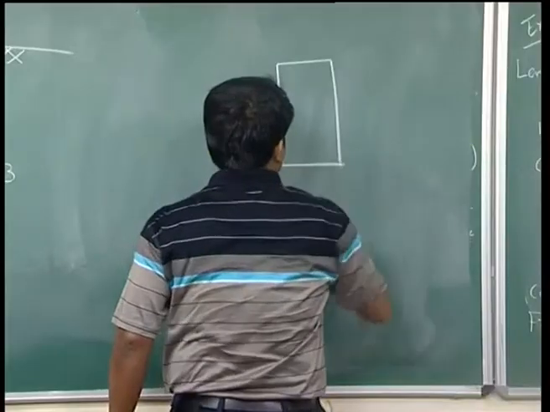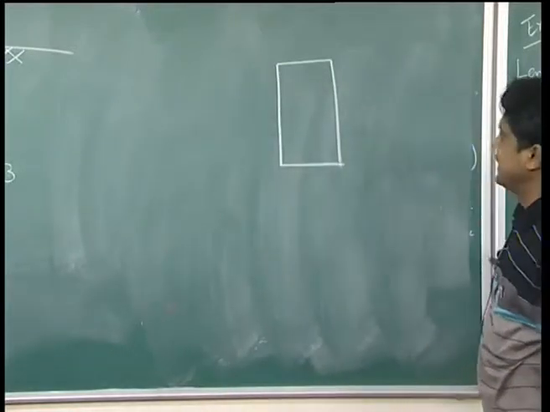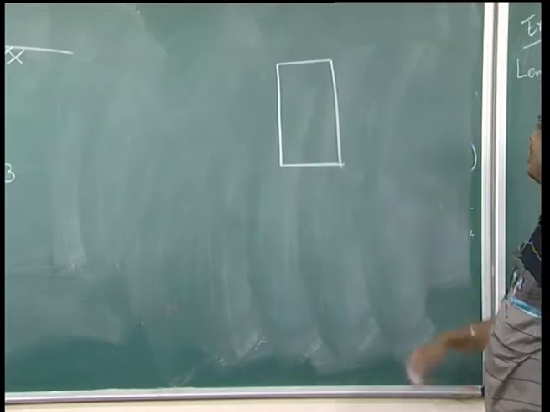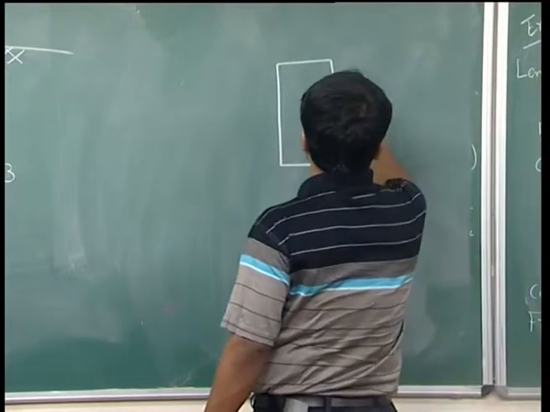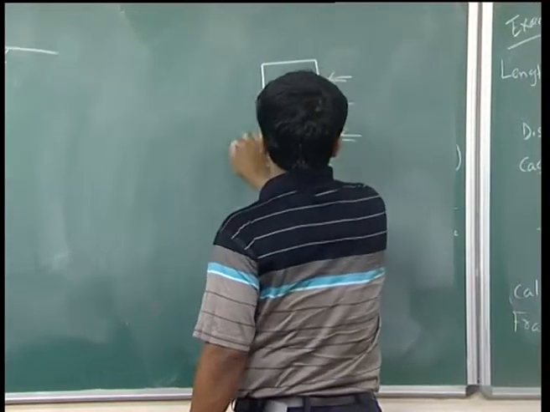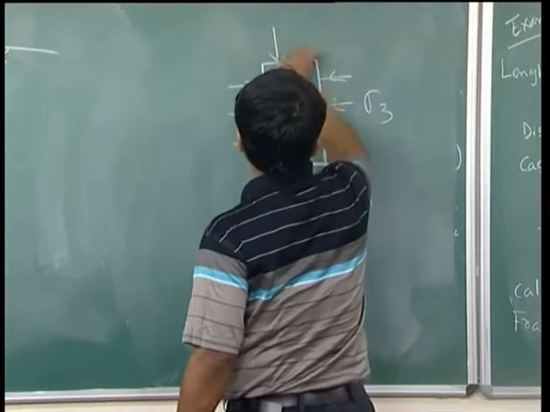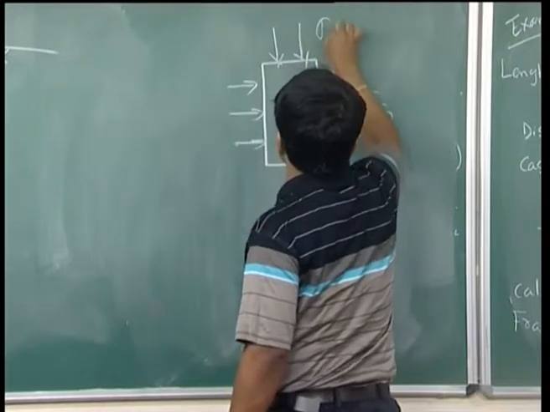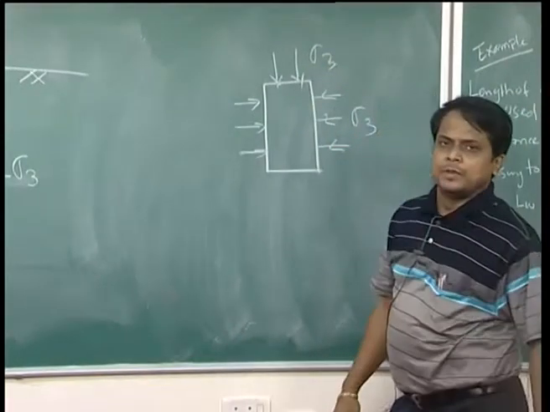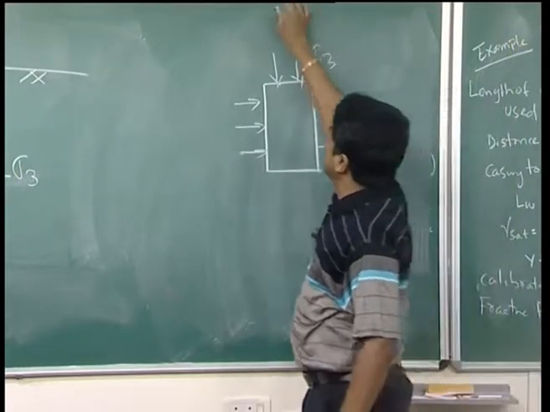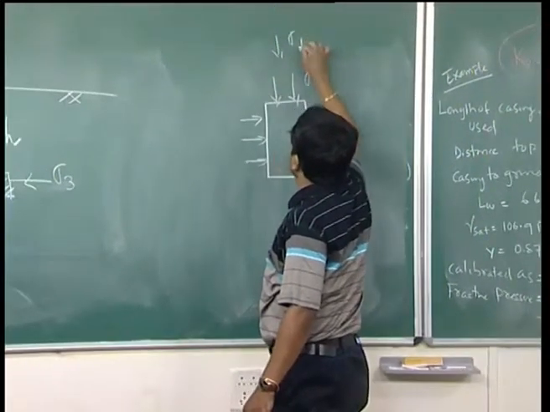The soil sample is placed inside the triaxial chamber. Initially you apply confining pressure, an all-round confining pressure of sigma 3. Then after consolidation is over, you apply shearing with increasing value of sigma 1.